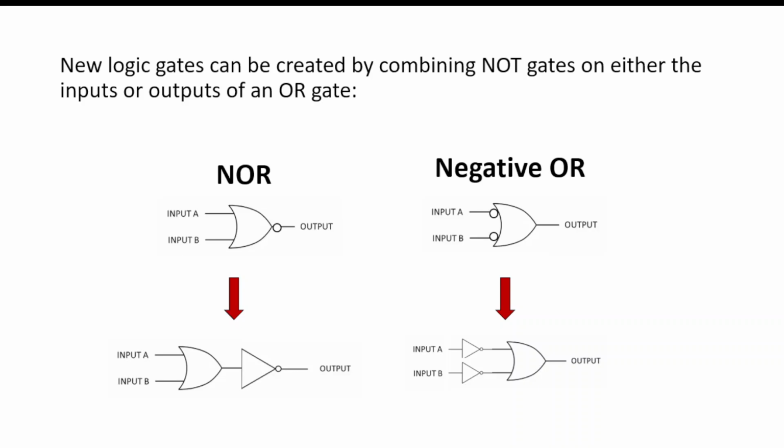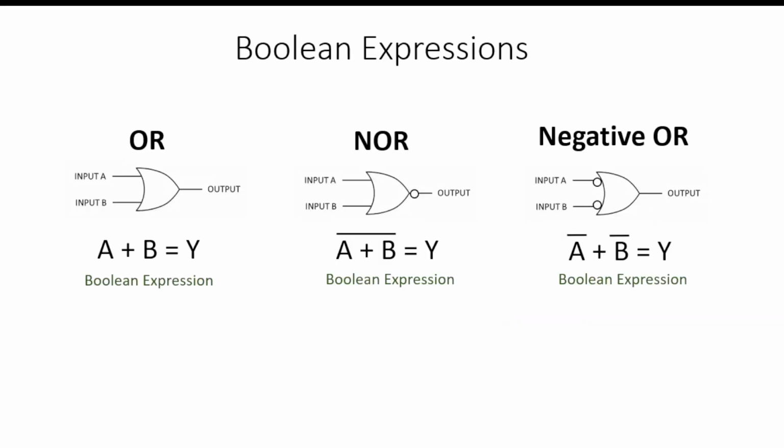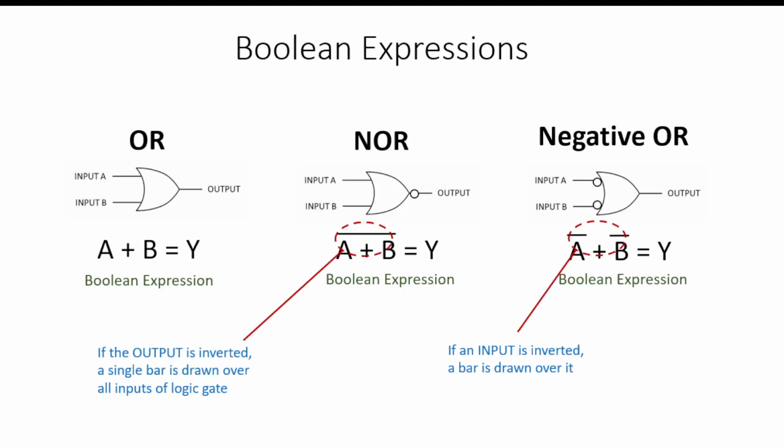As we said before, you can build new logic gates by adding NOT gates into strategic locations. By placing a NOT gate on the output of an OR gate, you get a NOR, whereas adding two NOT gates on the inputs of an OR gate, we get a negative OR. In the same way, we can show the Boolean expression having the A plus the B, but when we have the NOR gate, we have a single line that goes over top of all of the inputs, and when we have a negative OR, we have individual lines that go over each individual input.